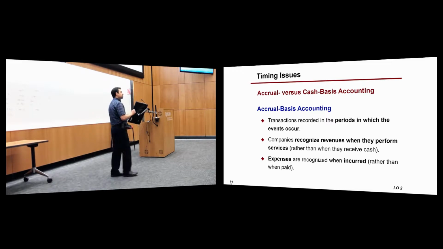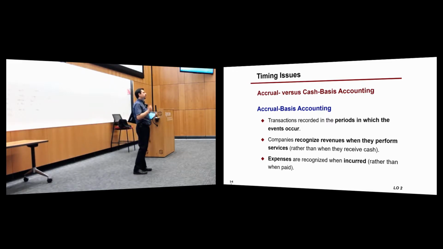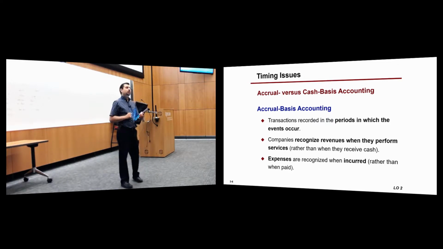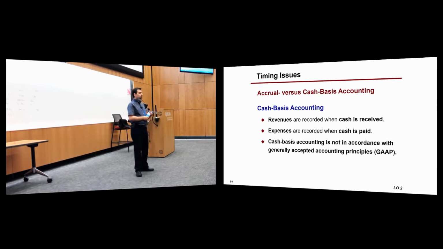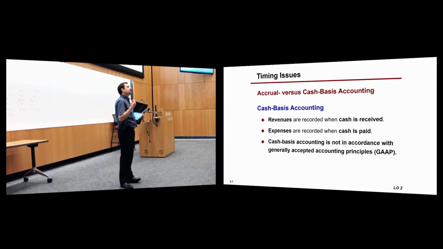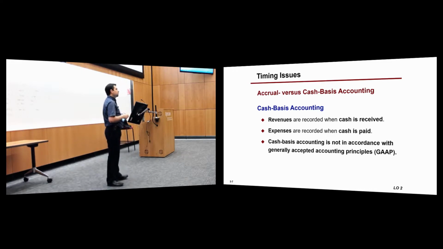Expenses are recognized when the company pays the cash. So when you receive cash, that's a revenue. When you pay cash, that's an expense. But there's a problem with cash basis accounting. The main problem is that it does not take into consideration all the sales and all the services, etc., that were done on account, and the purchases that were done on account.